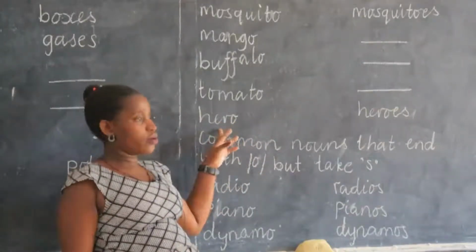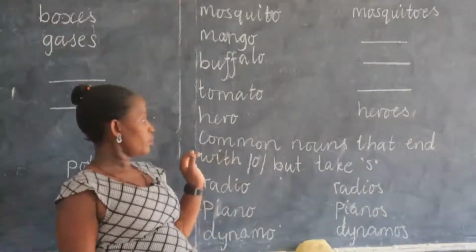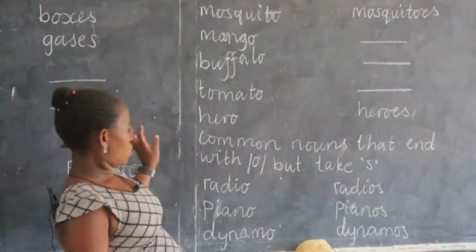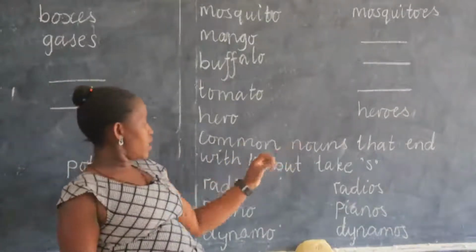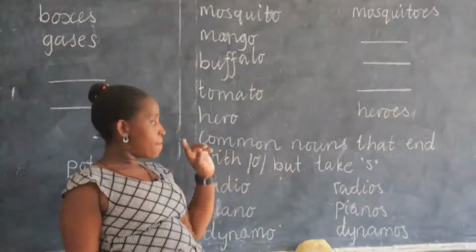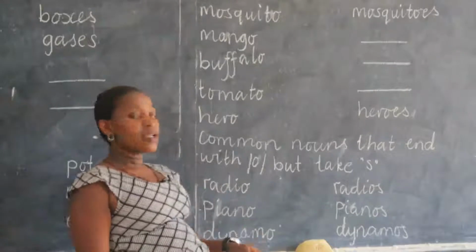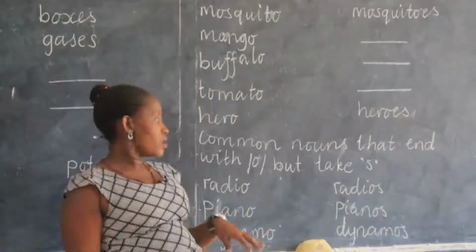Hero, you know a hero? Yes, I think you know. That goes for heroes. Now, sound o. We are saying common nouns that end with that sound o, but take s. For these ones, we don't add es. They end with the s.